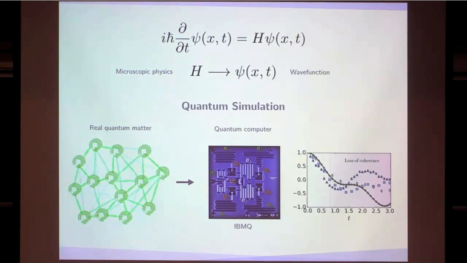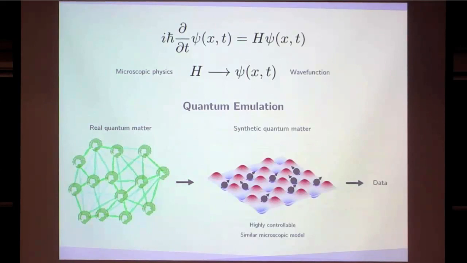Another paradigm, which I'm more interested in, and which is more related to machine learning, is what I would call quantum emulation. That is, I have this real quantum material, I can solve it, and I have limited control on the type of measurement I can do on it. Maybe I can find some synthetic material that I can build in the lab, which has the same microscopic physics, right? But I have a high degree of control over it, so I can perform very specialized measurements, and I have all these knobs, and I can explore regimes that maybe are not accessible in the real material.